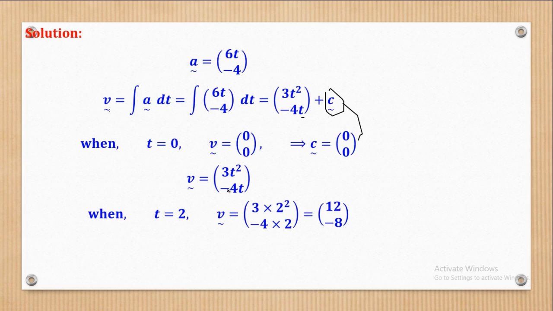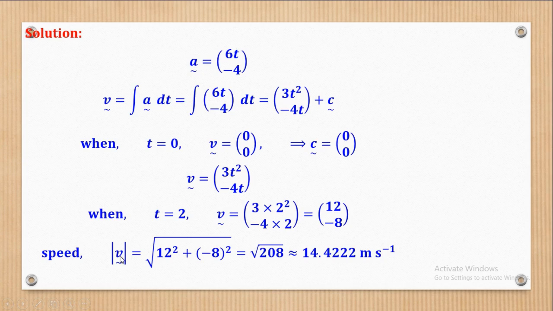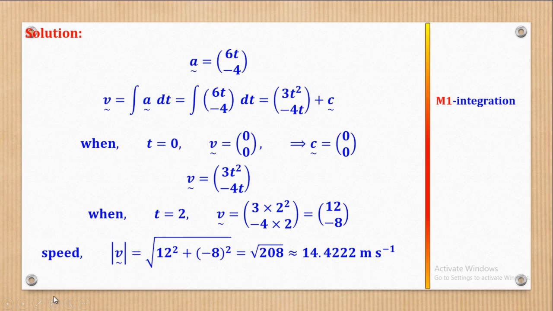Now that I've got velocity, I'll come here and say that when t is equal to 2, velocity will be got by substituting for t. So where there is t, I'll put there 2 to come up with 12 here, and where there is t here, also I'll put there 2 to come up with negative 8 there. So now that I've got velocity, I can get my speed, which will be the magnitude of velocity, equal to the square root of 12 squared plus negative 8 squared to give me 14.4222 meters per second. So basically, that's what they wanted, and now let's see how marks can be awarded.